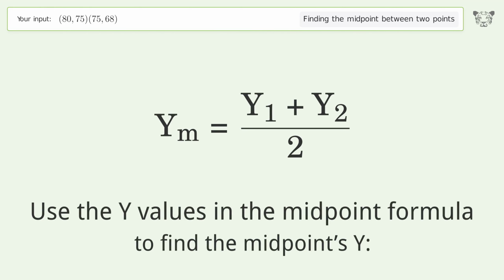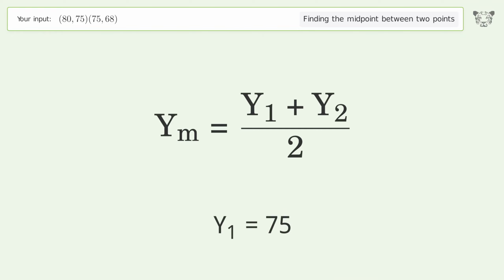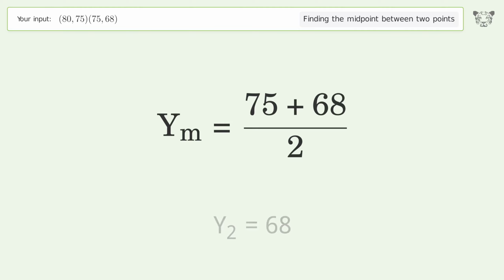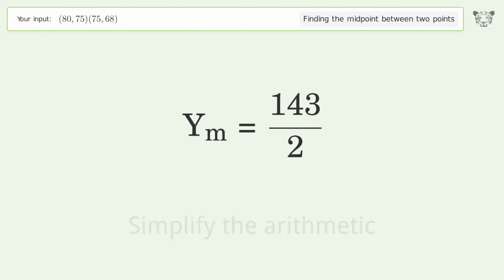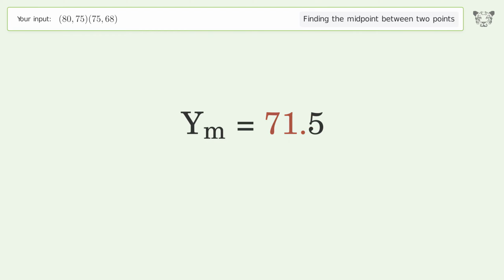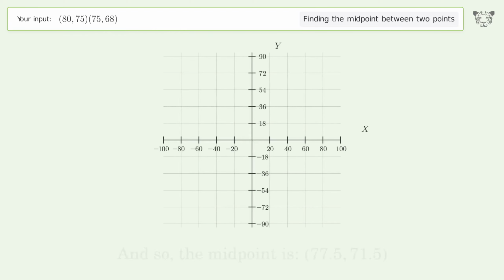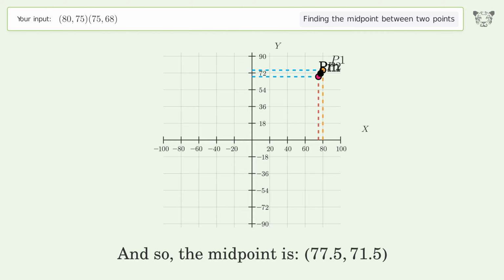Use the y values in the midpoint formula to find the midpoints y. y1 equals 75. y2 equals 68. Simplify the arithmetic. And so, the midpoint is 77.5, 71.5.